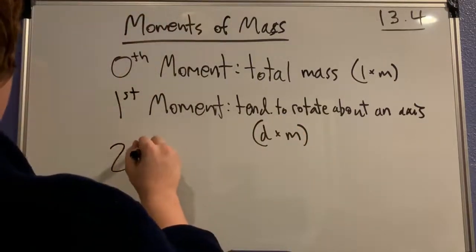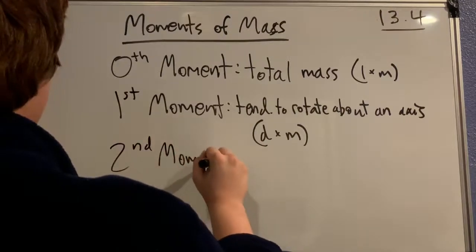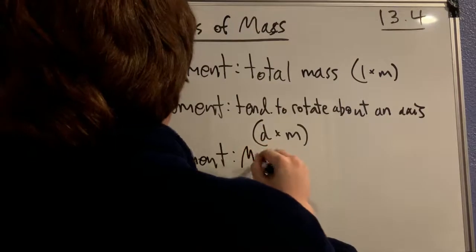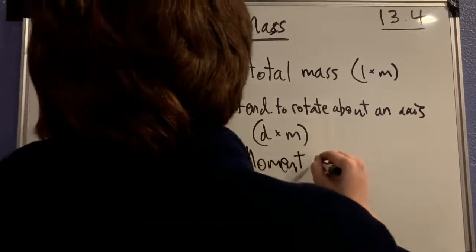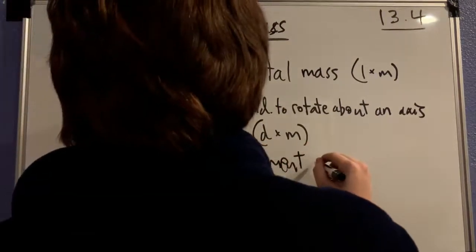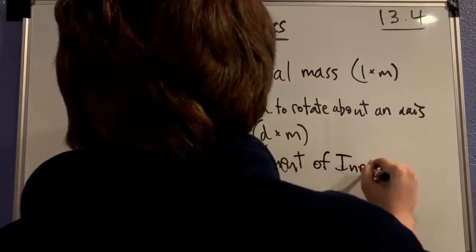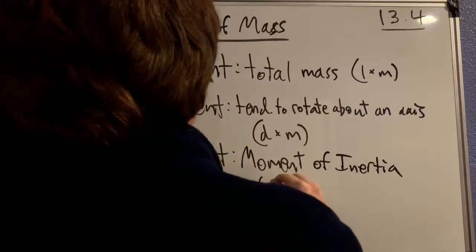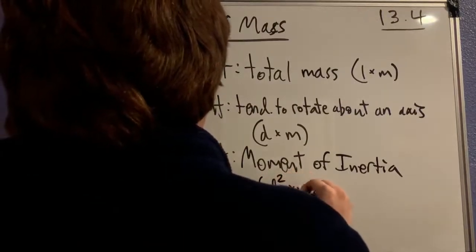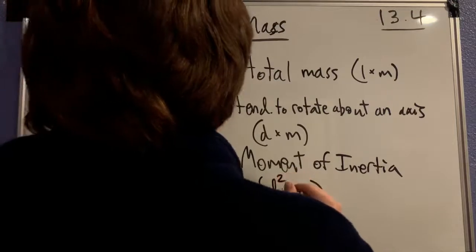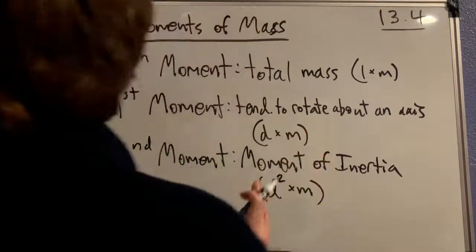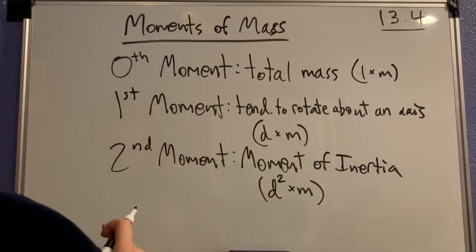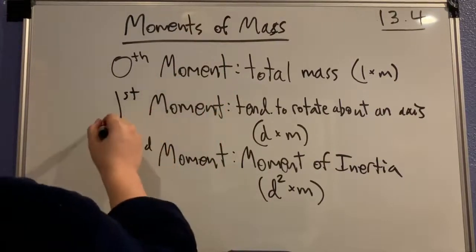Now there's one more called the second moment. If you've taken physics, you should all be familiar with it, and it's just called the moment of inertia, which is kind of the resistance to angular motion. And in general, the general form for a moment of inertia is d squared times m, where again, d is the distance to the center of mass. So you should be able to differentiate between these. And in this part of the lesson, I'm going to focus on the first moment.